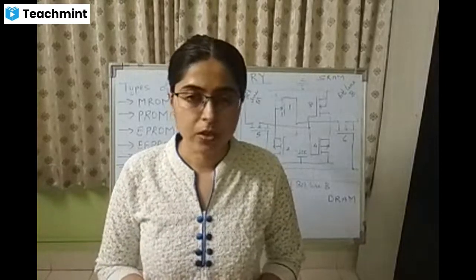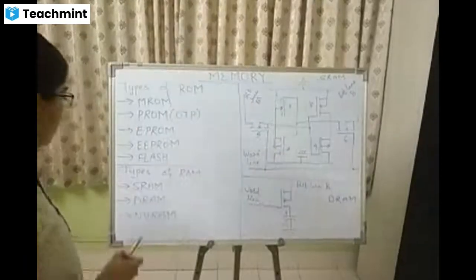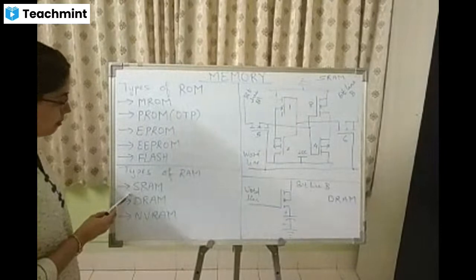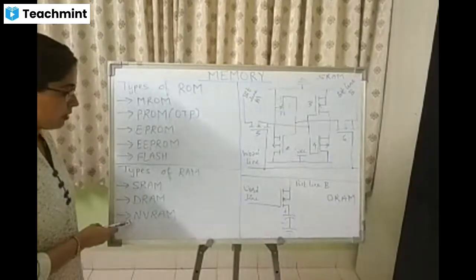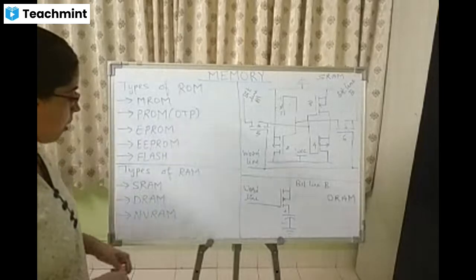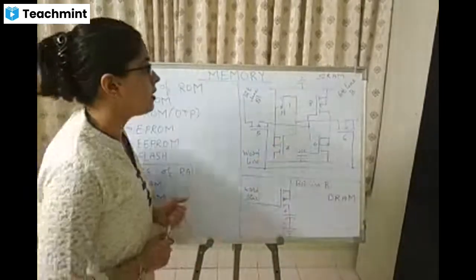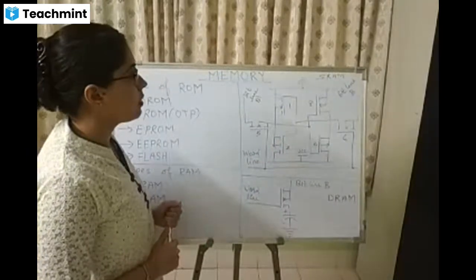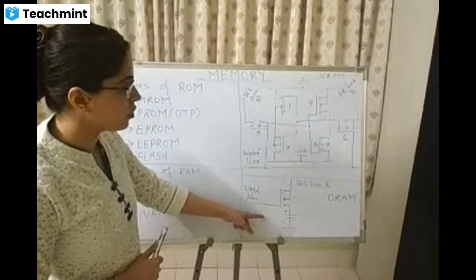So now we will see the types of RAM. First is the static RAM, SRAM. Second is the dynamic RAM, DRAM. Third is the NVRAM. Now, the diagram on the right side is the implementation of SRAM, and this is the implementation of DRAM, just below it.